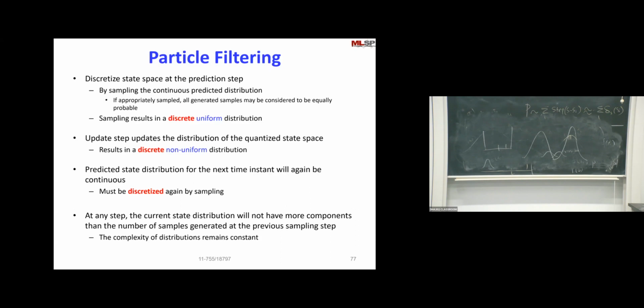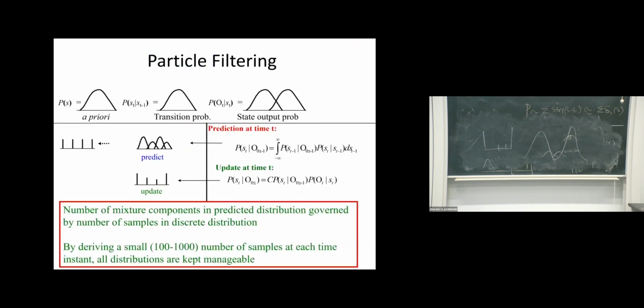Anyways, so sampling results in a discrete uniform distribution. The update step updates the distribution of the quantized state space. What we are really doing is quantizing the state space at each step. And this results in a discrete non-uniform distribution. Then the predicted state distribution will be continuous. It's a mixture, but then you sample it again and it becomes discretized, right? So at any step, the current state distribution will not have more components than the number of samples generated by the sampling process. The thing never becomes more complex. This is the entire process.